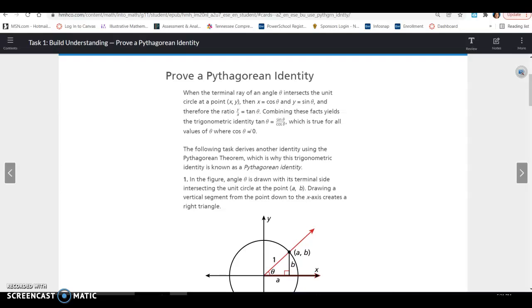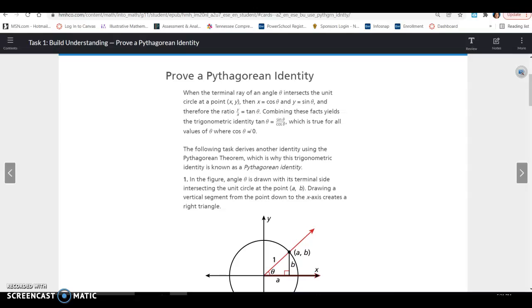When the terminal ray of an angle theta intersects the unit circle at point (x, y), then x equals the cosine of theta and y equals the sine of theta, and therefore the ratio y over x equals tangent of theta. Combining these facts yields the trig identity tangent of theta equals sine of theta over cosine of theta, which is true for all values of theta where cosine of theta is not equal to 0.